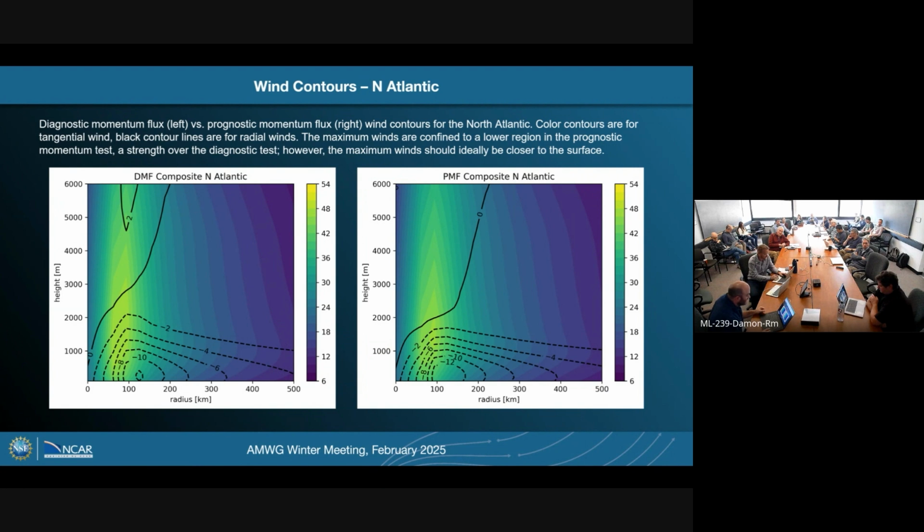One of the nice things about the prognostic momentum flux run is that the maximum winds are a little bit more focused, and lower down, they're a little more concentrated. This goes along with some of what Kyle was saying about the new prognostic momentum flux code being less diffusive. The maximum winds seem to be spread out over a larger region here, and we're getting a stronger inward contraction of the inflow here at the surface. So these are composites for the North Atlantic.